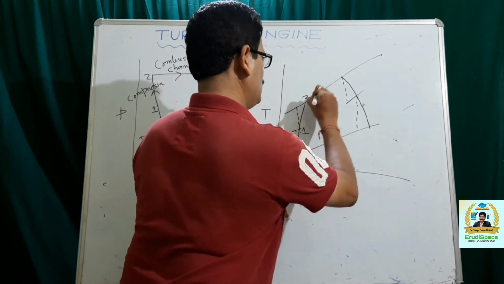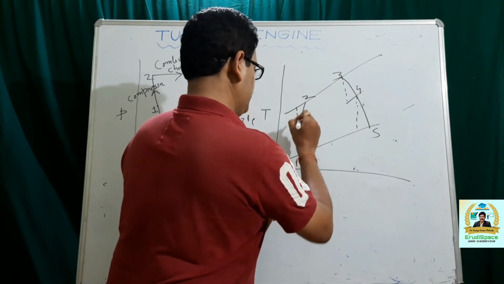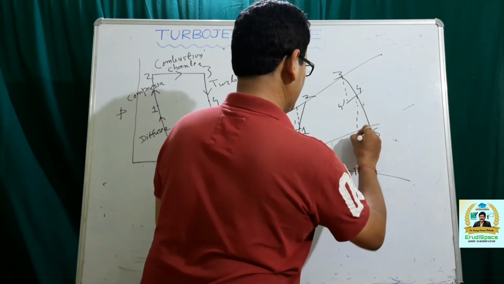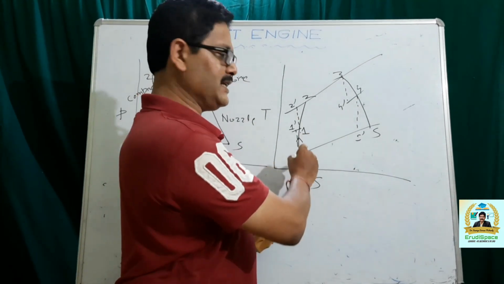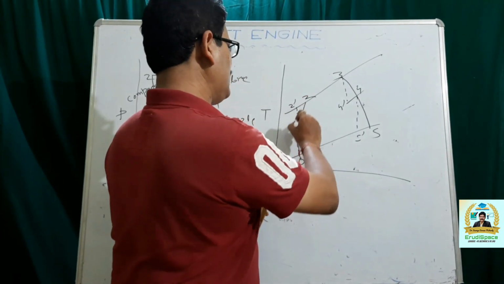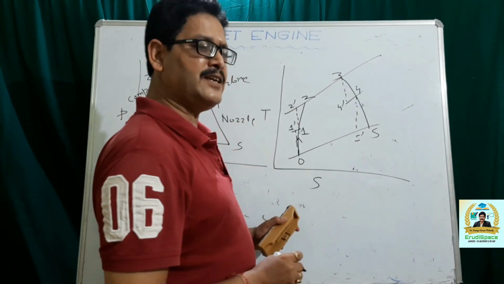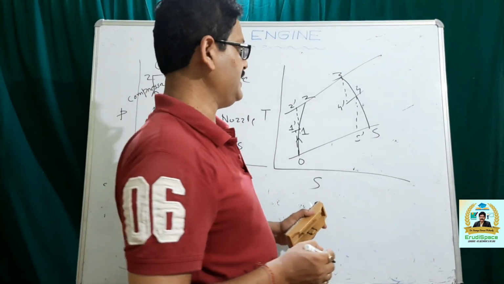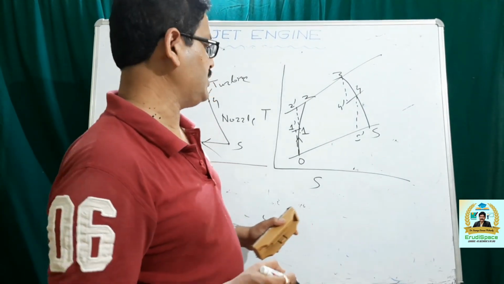0, 1, 2, 3, 4, 5. You may denote this as 1 dash, 2 dash, 4 dash and 5 dash. 0, 1 actually represents the actual compression that is taking place in the diffuser. 1 to 2 represents the actual compression that is taking place in the compression. 2 to 3 represents the heat addition in the combustion chamber. 3 to 4 represents the expansion that is taking place in the turbine, and 4 to 5 represents the expansion that is taking place in the nozzle.